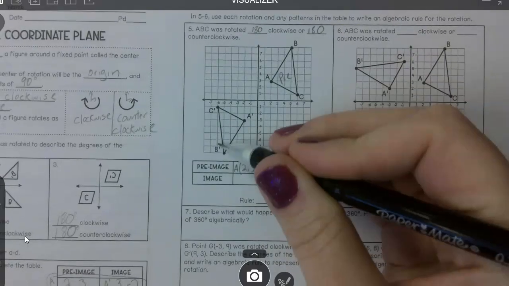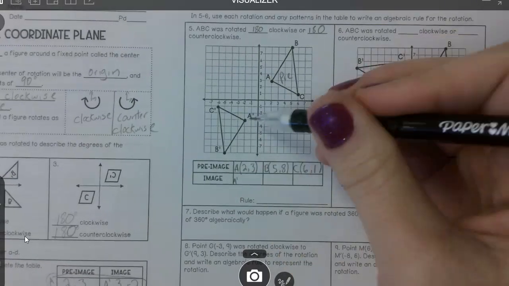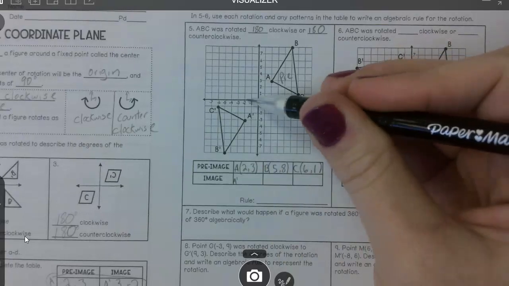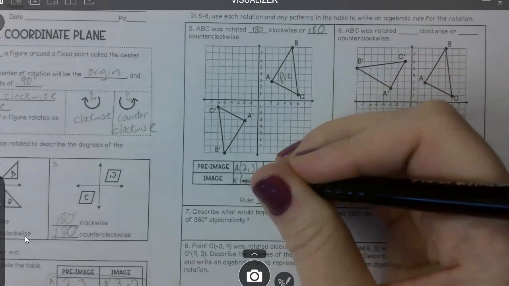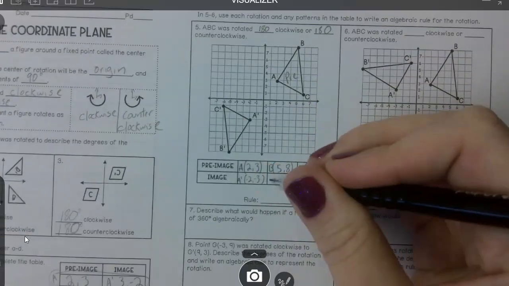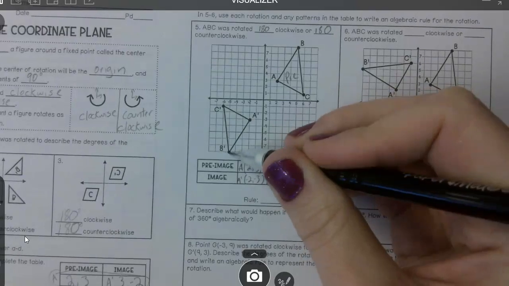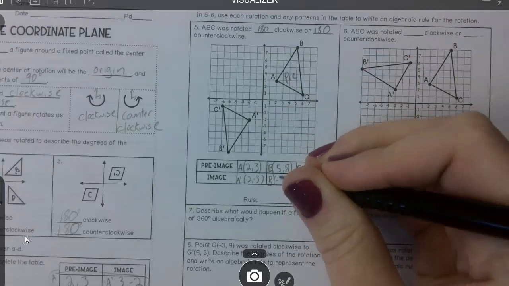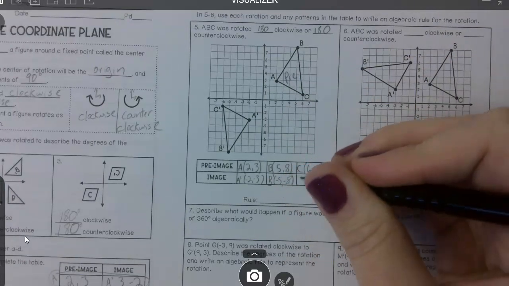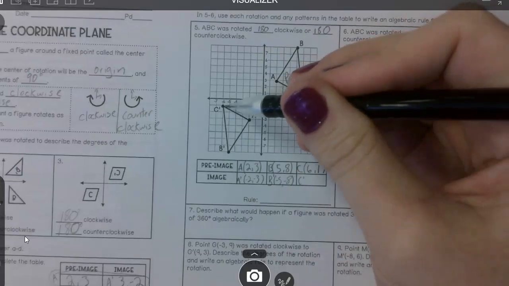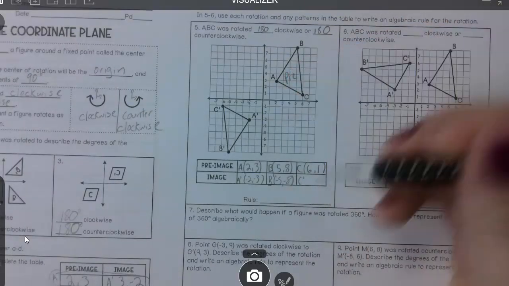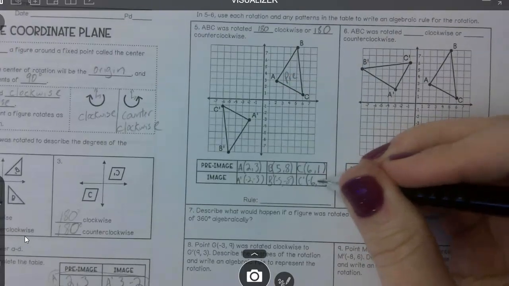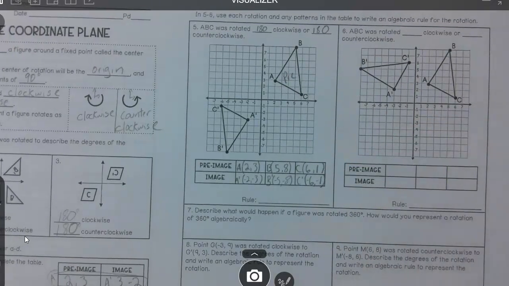After it's been rotated, A prime is located right there at (-2, -3). B prime is right there, located at (-5, -8). C prime is right there, located at (-6, -1). Now, take a look at what happened to all of our numbers, and let's see if we can describe what is happening.